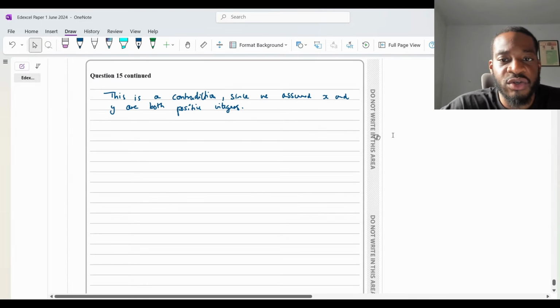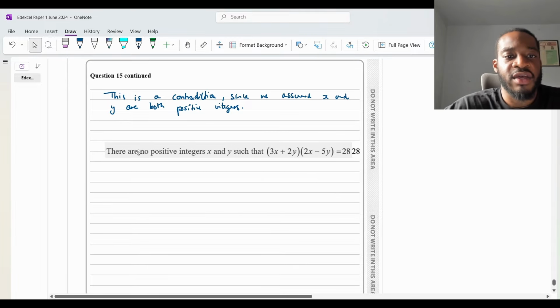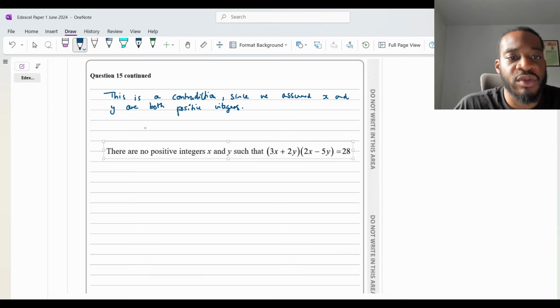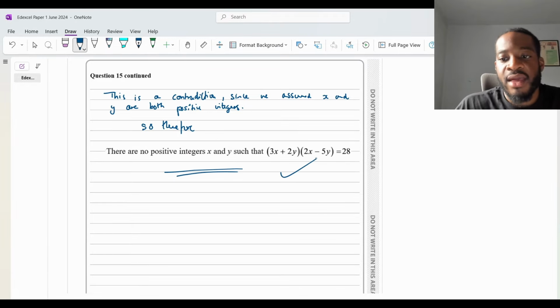So what you're going to do in an exam, you're just going to literally write your statement, write the contradiction, and then you're going to write, so therefore, and then just write what they asked you to prove. So therefore, there are no positive integers x or y such that 3x plus 2y times 2x minus 5y is equal to 28. And that is it.